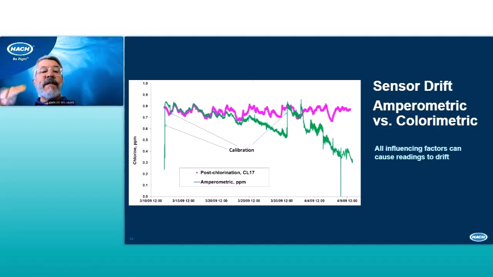So we can see what happens here. In the pink is a colorimetric chlorine analyzer, and in the green is an amperometric sensor. If we don't calibrate it, we see these numbers drift down. That's what we see happening. And again, this is an uncalibrated sensor. If we calibrated it, it would remain steady.